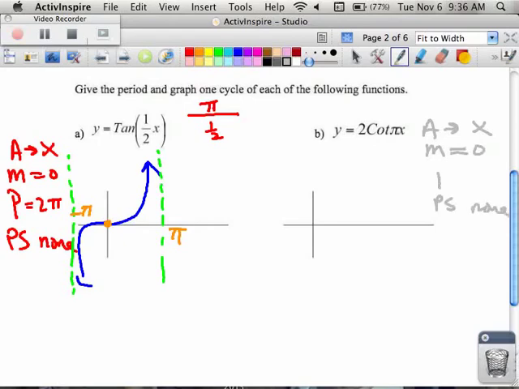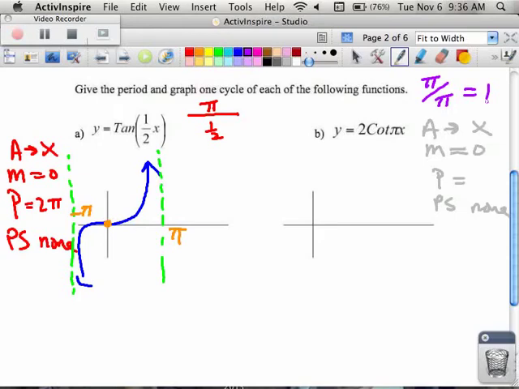So really all I have to worry about is my period. The period is whatever the normal period is divided by whatever's in front of the x. What's the normal period? Pi. So I take pi and divide it by whatever's in front of the x, which is pi, and I get 1. That means I'm going 1 unit total to draw my cotangent.